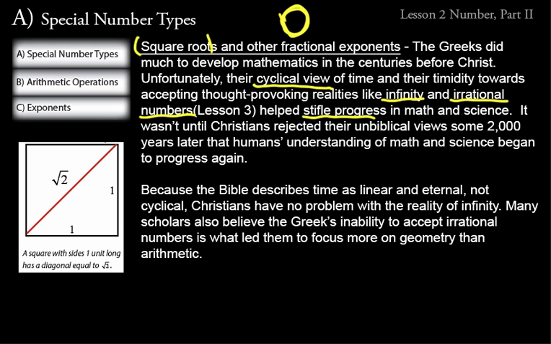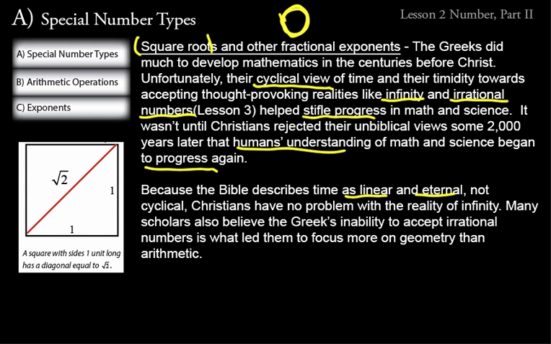Interestingly, it wasn't until Christians rejected their unbiblical views, instead of just repeating them over and over for 2,000 years, during the Reformation, that humans' understanding of math and science began to progress again. So the Bible describes time as linear and eternal, not cyclical. Christians don't have any problem with the reality of infinity, with 1, then 2, then 3, then 4, and so on and so on forever.